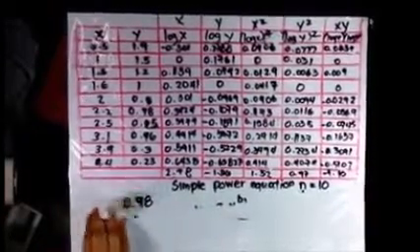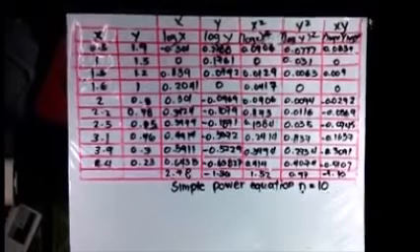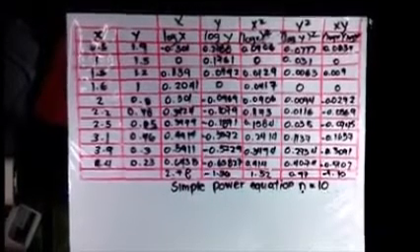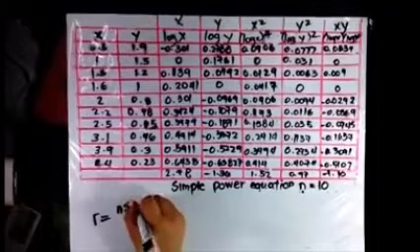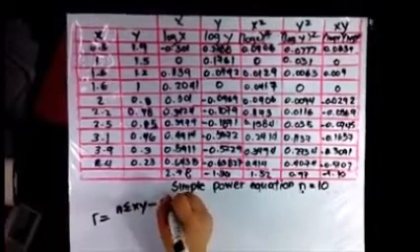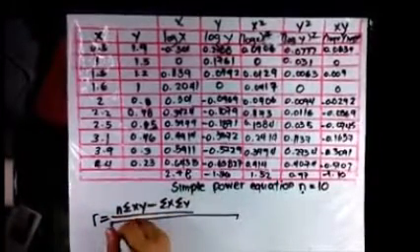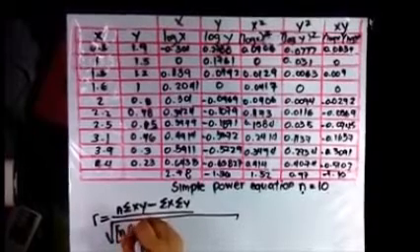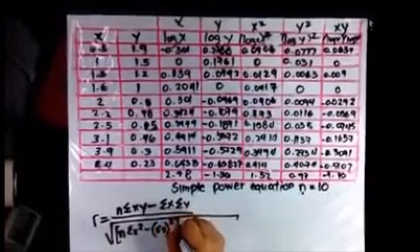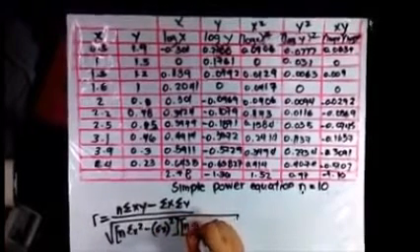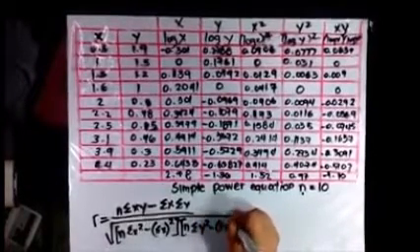Then for the Pearson product moment correlation coefficient, we have the formula: r is equal to n times the summation of xy minus summation of x times summation of y, all over the square root of n times the summation of x squared minus summation of x, then squared, times n times summation of y squared minus summation of y, then squared.